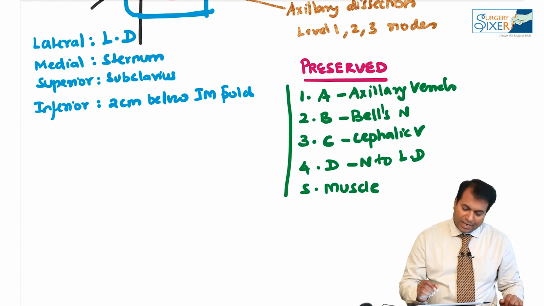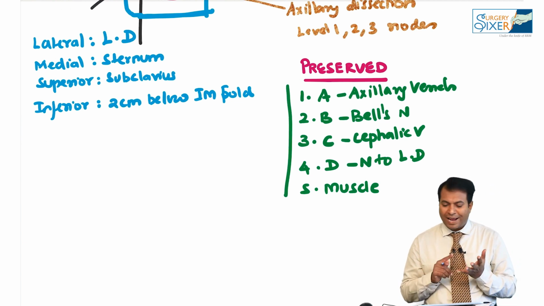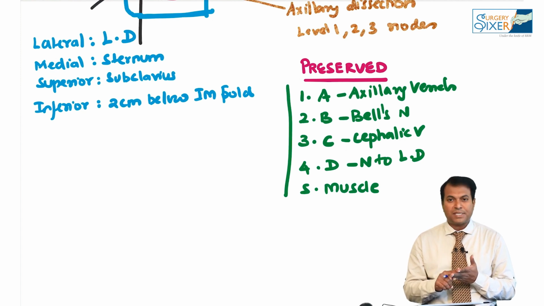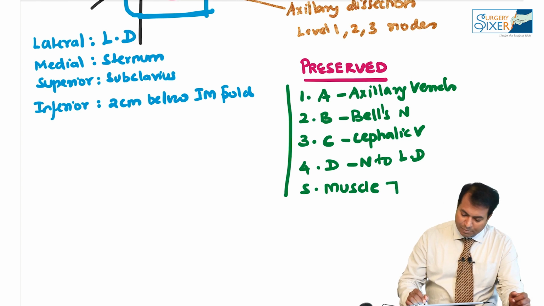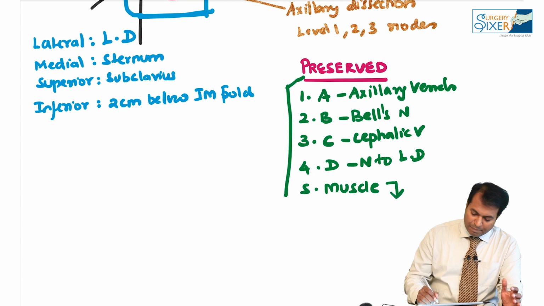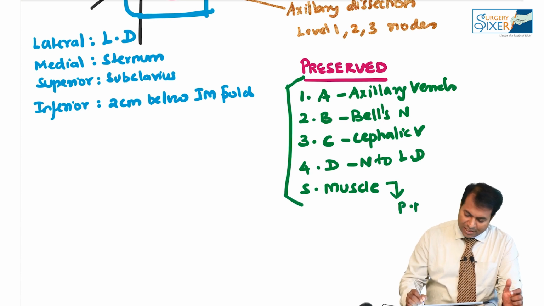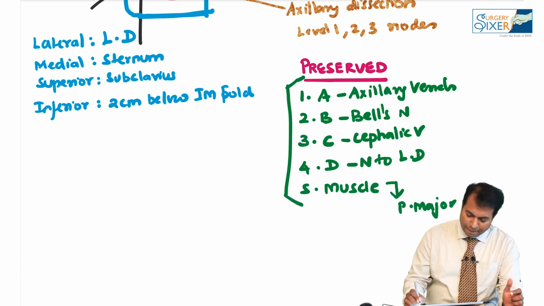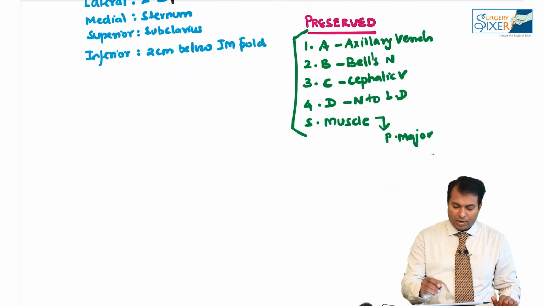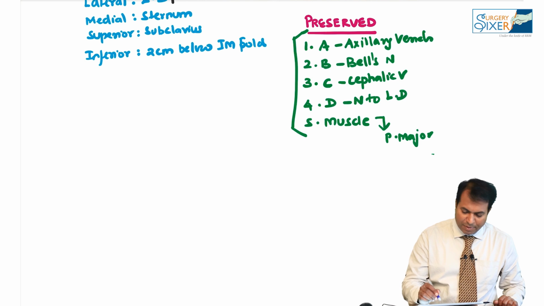So please don't forget, the structures preserved in MRM are axillary vessels, Bell's nerve, cephalic vein, nerve to latissimus dorsi, and muscle. What muscle is preserved? Pectoralis major is preserved. High yield MCQ for your exams. So pectoralis major is preserved. Please remember this mnemonic: A, B, C, D, muscle.